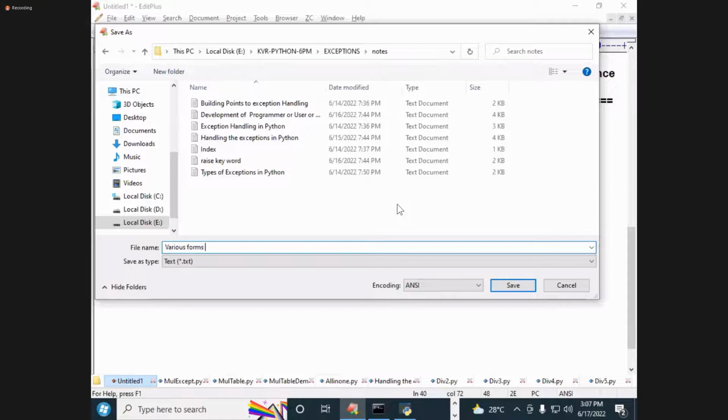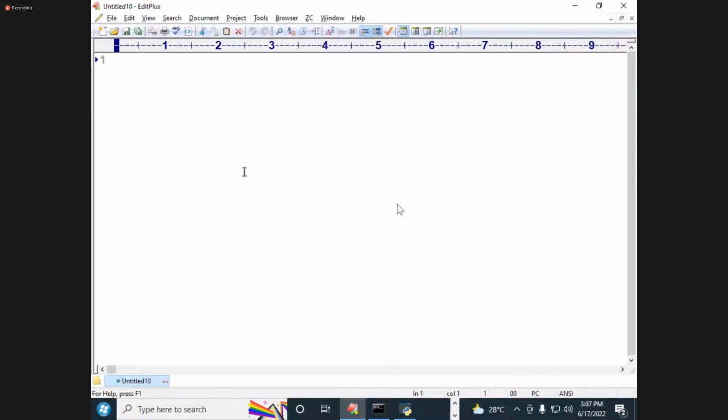Exceptions, various forms of except block. No problem, I will rename it. Not an issue. Now I'm going to look into this. Careful. Now I'm taking one menu. What is that menu? ATM operations. Okay, next is called what?